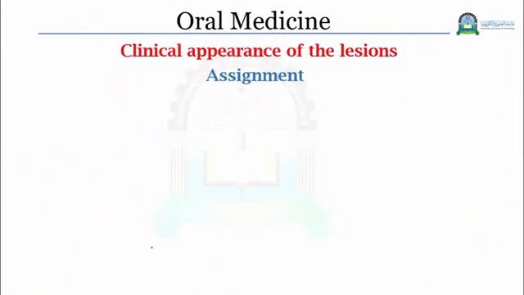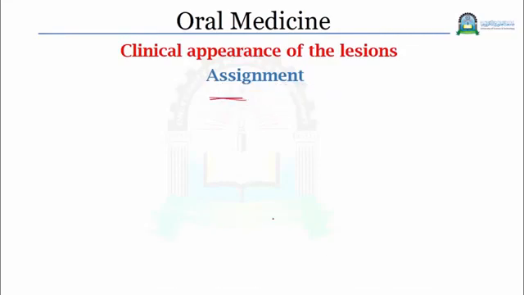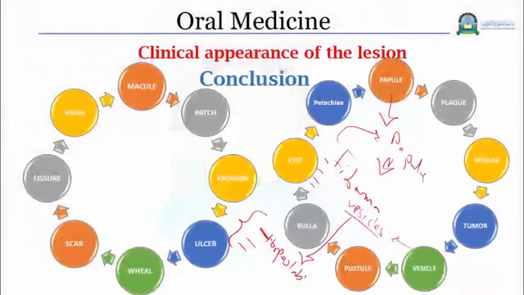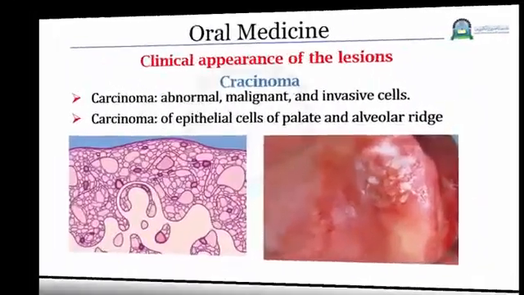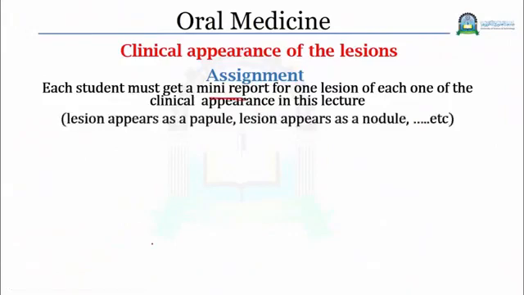The assignment of this lecture, which is the third lecture of our course: each student must prepare a mini report. You will prepare a mini report for one lesion of each clinical appearance in these lectures. So for all of these clinical appearances, you need to prepare a mini report mentioning lesions with papule appearance, lesions with plaque appearance, and the lesions that present as a nodule, and so on, starting from papule and finishing with wheal. So each student must provide a mini report concluding the lesions that present as each clinical appearance.